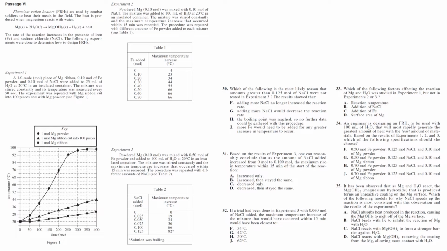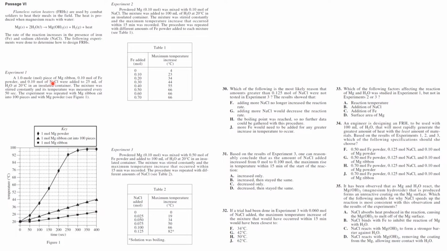So in this passage, we have flameless ration heaters used by combat soldiers to heat meals in the field. That gives us a chemical equation, and the rate of reaction of sodium chloride and iron in the following experiments were used to determine how to design flameless ration heaters.